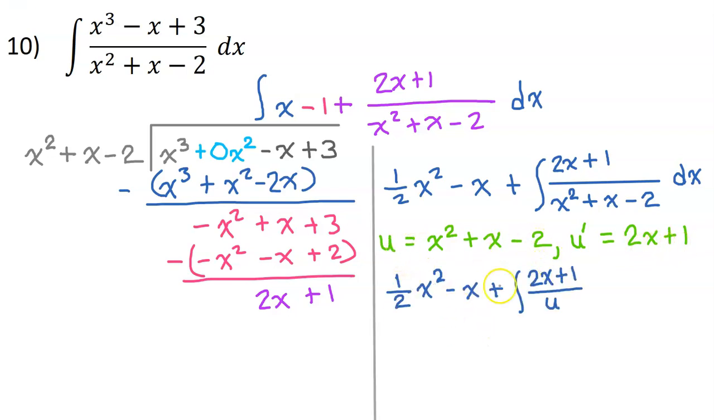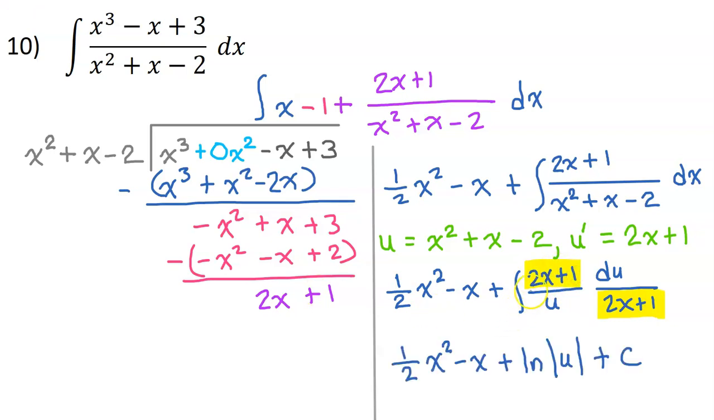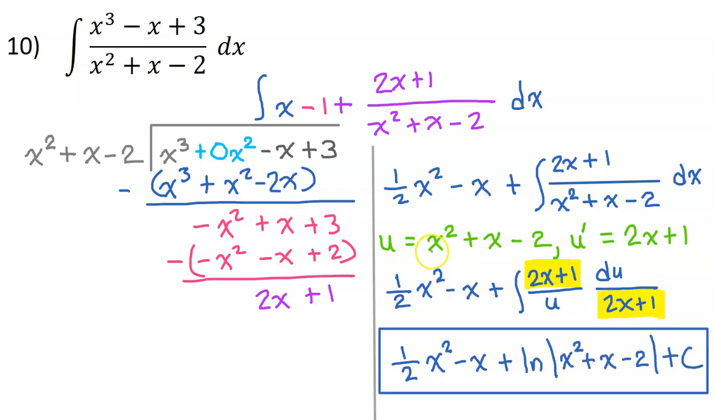Performing the substitution gives us this, but instead of dx, we write du over u prime. In other words, du over 2x plus 1. And of course, the 2x plus 1 in the denominator cancels out the 2x plus 1 in the numerator. So this integral is really the integral of 1 over u, which we know is the natural log of the absolute value of u. Substituting the trinomial back in for u gives us the final answer.